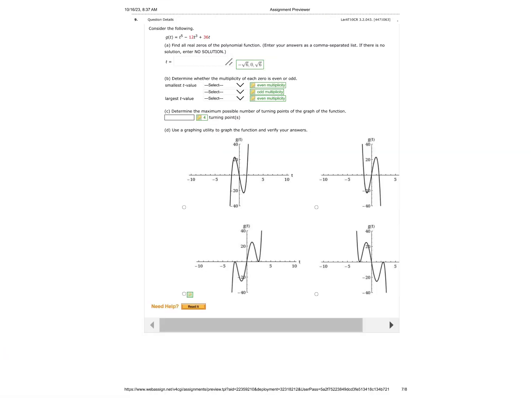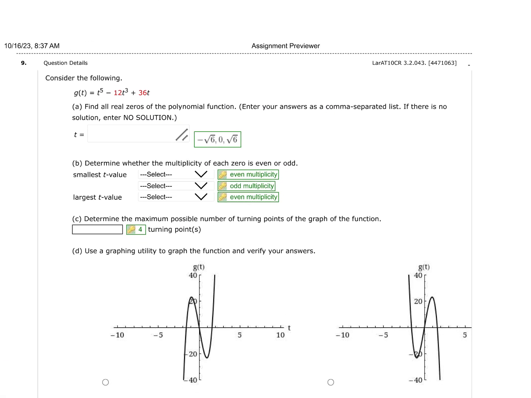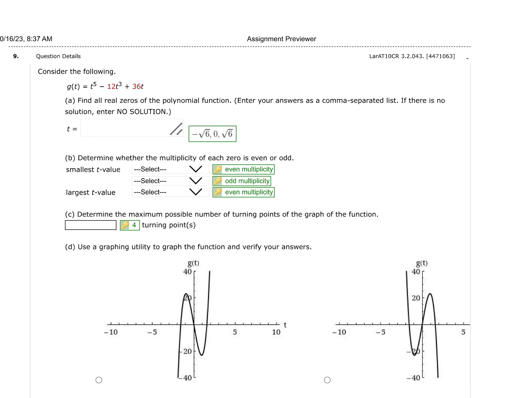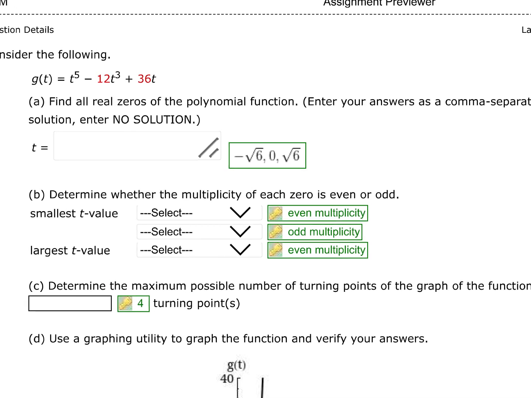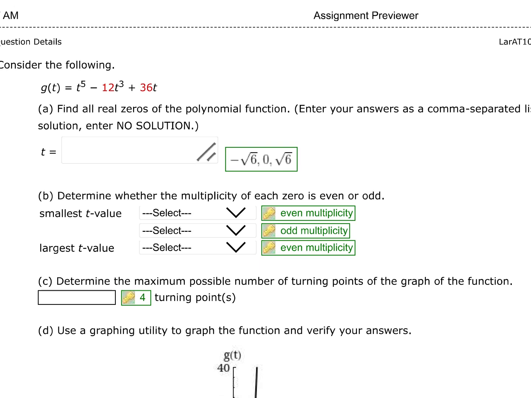Okay, let's try number 9. All right, so number 9 is very similar to the one we just did. All right, so let me zoom in a little bit. So I'm going to take this equation and I'm going to set it equal to 0.